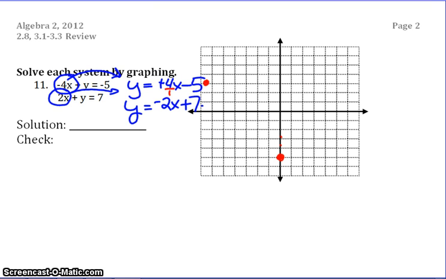So it means for every 4 I go up, I go 1 to the right. 1, 2, 3, 4 up, 1 to the right. Now I can draw my line. There's my lovely line. Now, let's do the other one in green here.